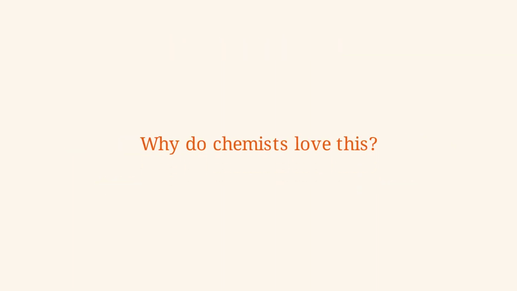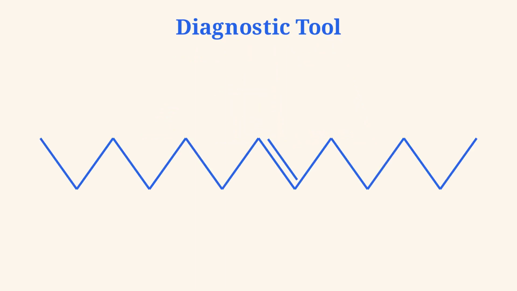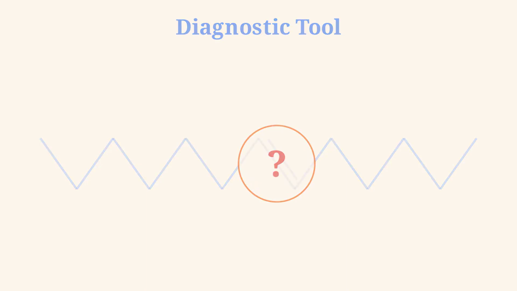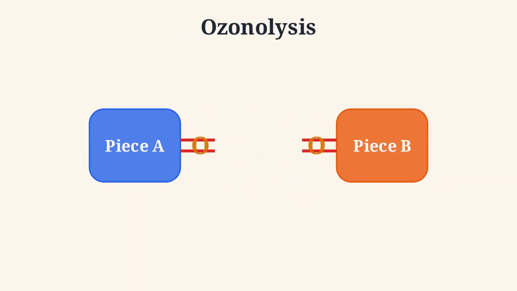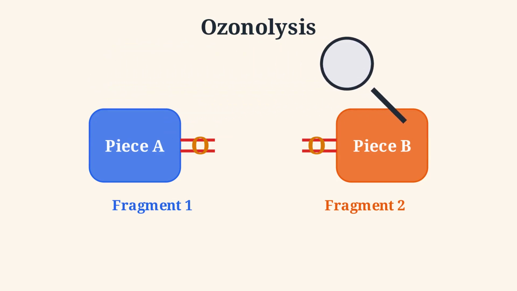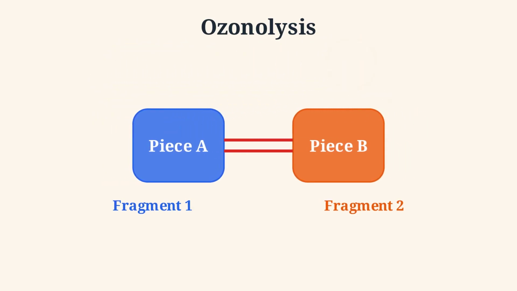But why do chemists love this reaction so much? It's because it's the ultimate diagnostic tool. Picture a complex mystery molecule with a double bond hidden somewhere in its long chain. It's hard to tell exactly where that bond is just by looking at the whole. But if we perform ozonolysis, we cut the molecule at that exact spot. By identifying the two smaller pieces that fall off, we can work backward, like a detective at a crime scene, to piece together exactly where the original bond must have been.